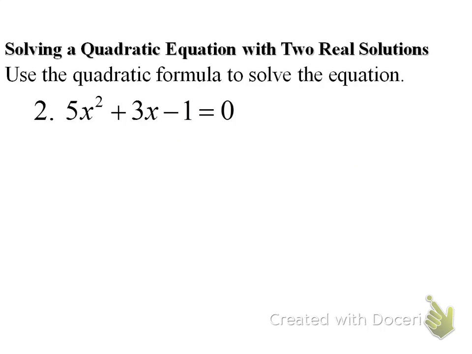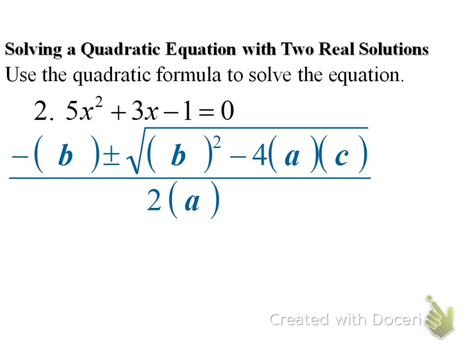Here's number 2. So again, if the directions did not say to use the quadratic formula, you could try to factor. Your multiply number would be -5, your add number would be 3. Nothing's coming to mind at the moment, so I could move on to completing the square. But look, if you are trying to complete the square, you'd have to divide everything by 5. That's going to give you some messy fractions pretty much throughout the entire problem. So the quadratic formula seems like our best option here.